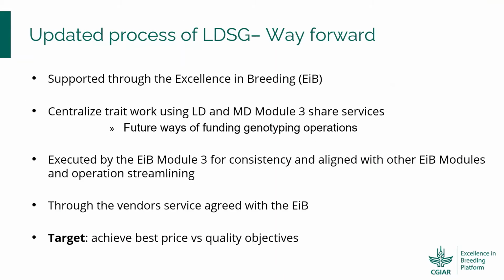So what is the way forward for the low density platform right from HTPG? Technically speaking, there might be very little change or no visible changes at all. Coming to the transition into the EiB, the LDSG will be completely supported through Excellence in Breeding. And then, as the previous speaker explained, the process of centralization of your trait integration and the future modes of funding genotyping will be better aligned for this low density and mid density with the Module 3 genotyping services.